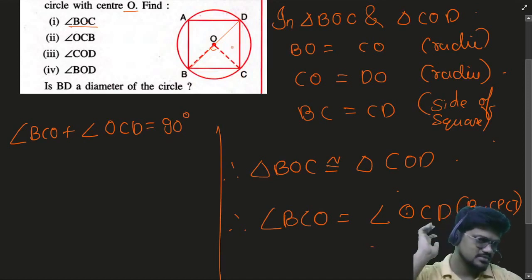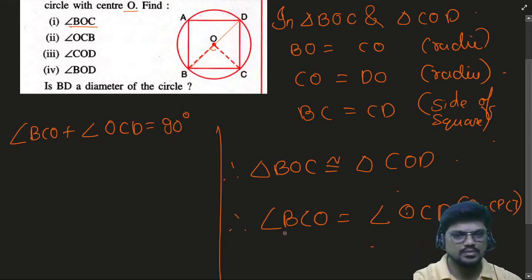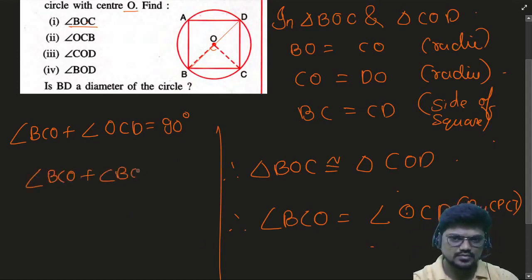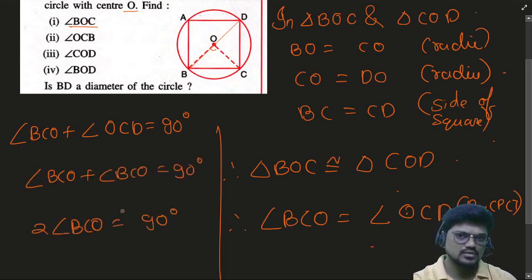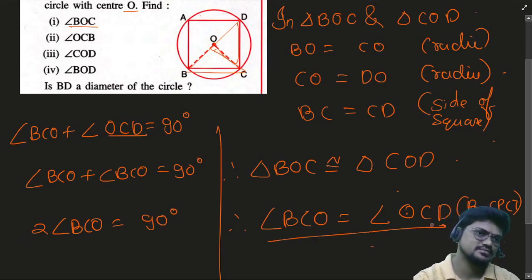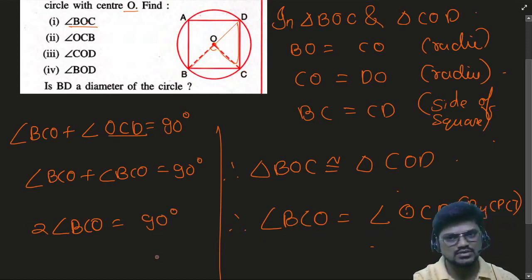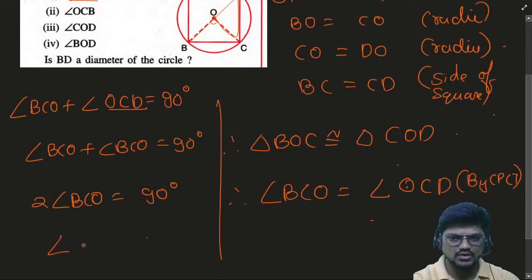Correct? Okay. So, but BCO is equal to OCD. So, can I say angle BCO plus angle BCO equals 90 degree? So, twice of angle BCO. Sir, BCO plus OCD, no? Yeah, but instead of OCD, I can write BCO only, no? Because these both are equal. Okay. So, twice of angle BCO equals 90 degree. So, angle BCO will be equal to 45 degree.